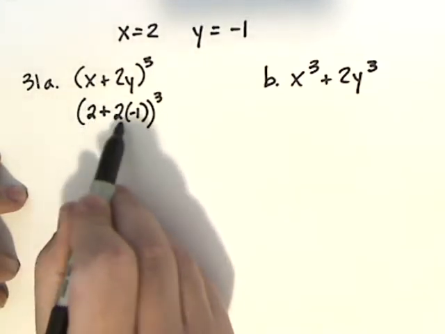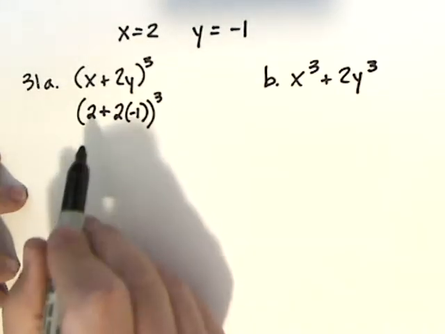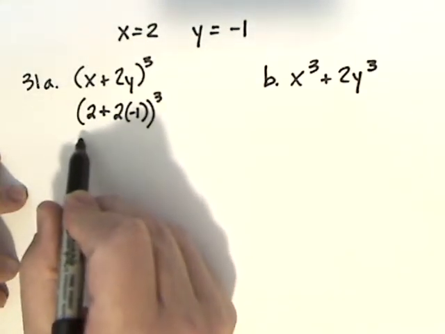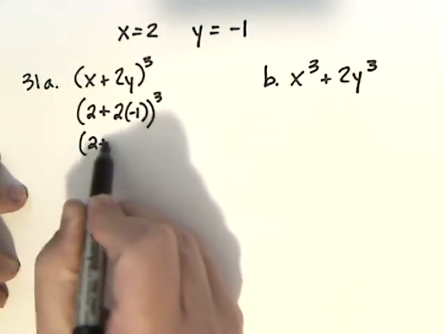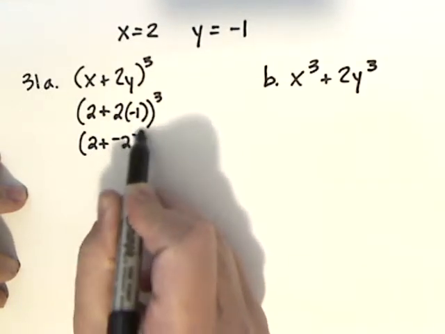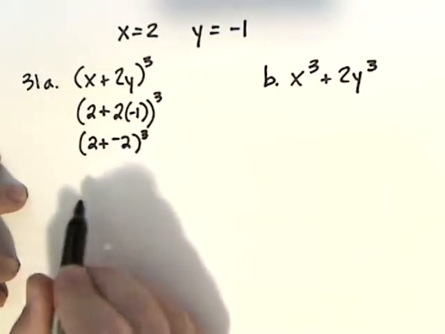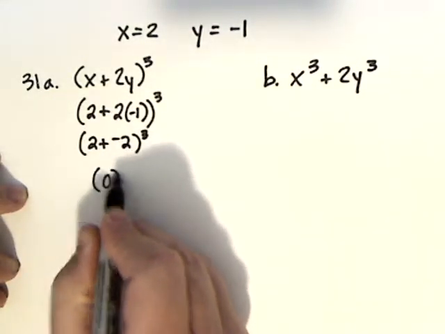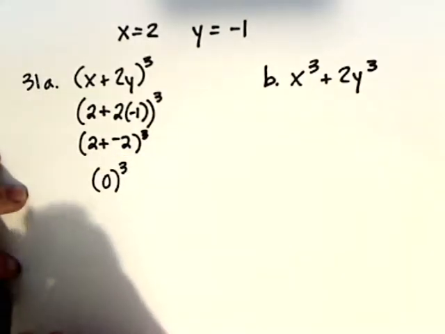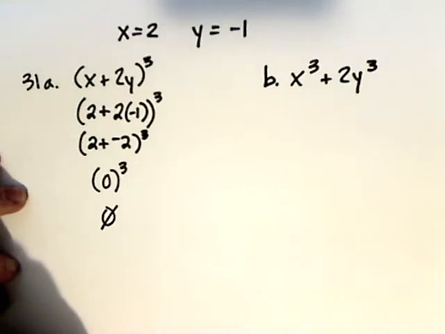Now, what I have to do inside the parentheses is I have to multiply first before I can add. I have to keep order of operations intact. So I'm going to go 2 plus, now 2 times -1 is -2. Now I have my 3 exponent out there still. 2 plus -2, of course, is 0. And 0 to the third power gives you 0.